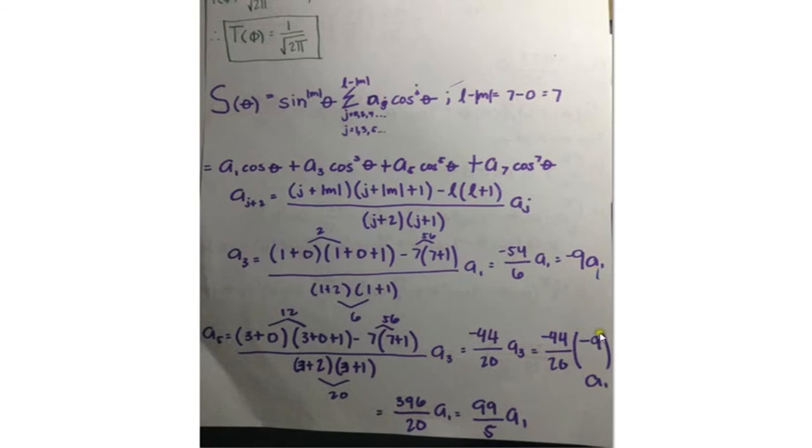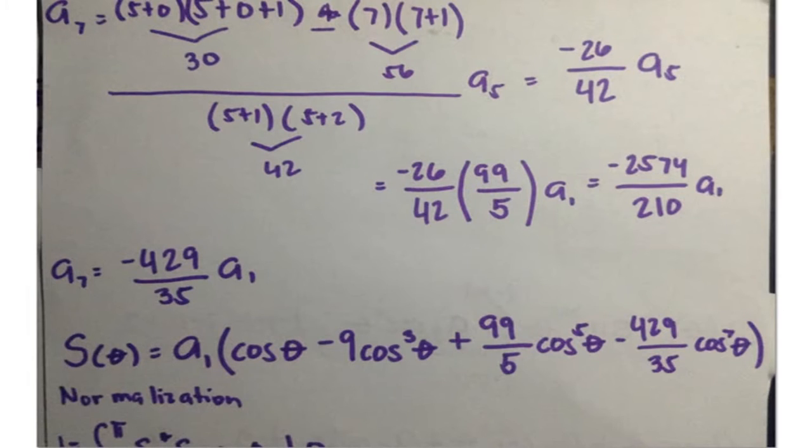Then we will get the value of 396 over 20 times a1, dividing both numbers by 4. To simplify it, we will get 99 over 5 times a1. The same thing will go to a7.